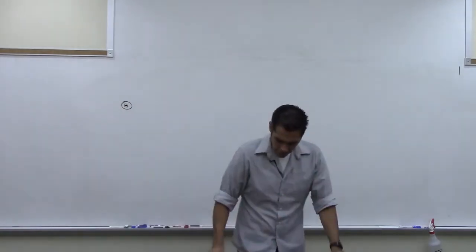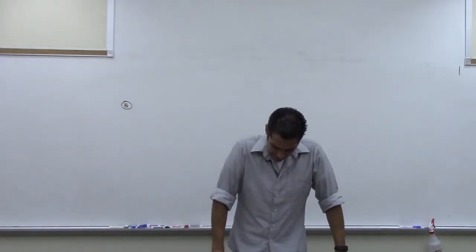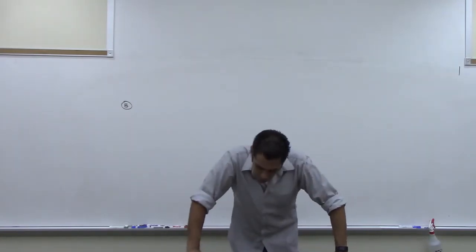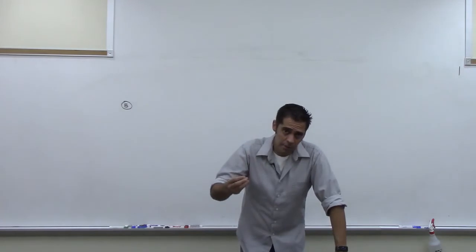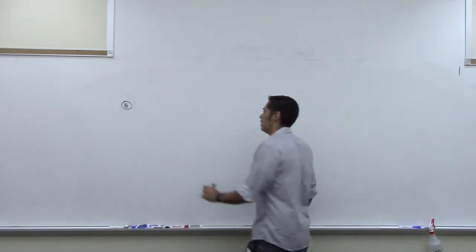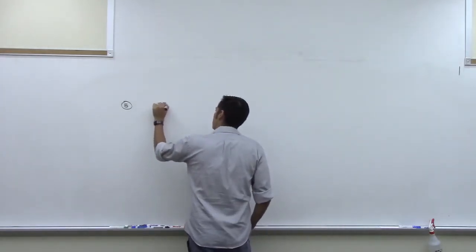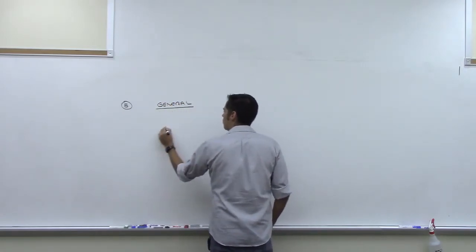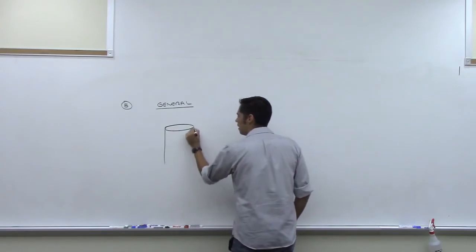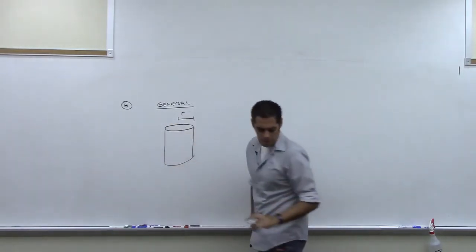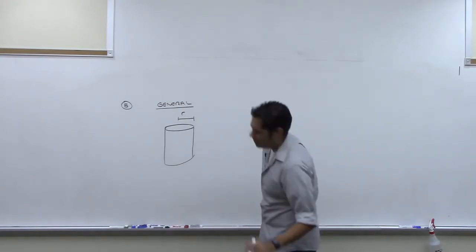A cylindrical tank with a radius of 5 is being filled with water at a rate of 3 cubic meters per minute. Now, when we see cubic meters, we need to be thinking volume. How fast is the height of the water increasing? So, let me try and draw a general picture. We have a tank, a cylindrical tank. It has a radius of 5 meters.